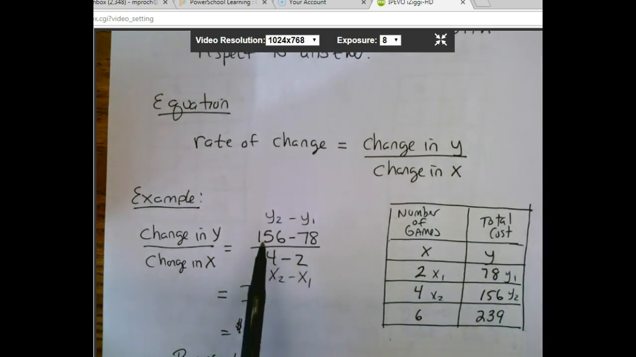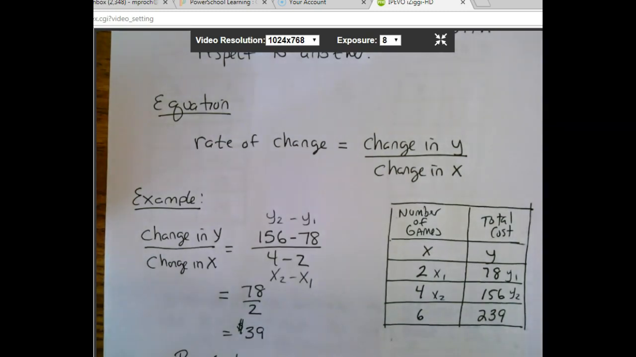So at the top we have 156 minus 78, that's the change in the y. And at the bottom, 4 minus 2, that's the change in the x. Then we just simply do the math. We'd end up with 78 over 2, and then we want to simplify that. We'd end up with 39. And you can see I've already drawn a dollar sign here, so that tells us $39. And that's our answer, right? That's the rate of change that we see in this table right here.